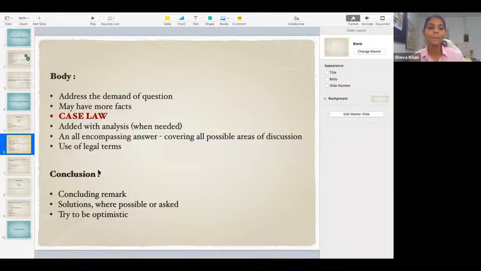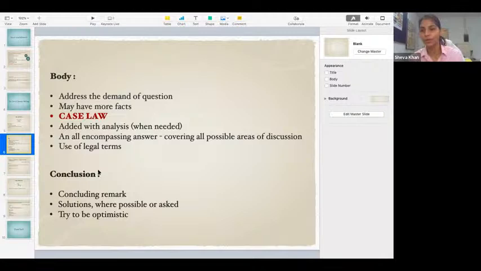And then an all-encompassing answer should be there. Ki aap har possible area ko touch karne ki koshish karo. But then again, it doesn't have to be an essay. Every answer doesn't have to be an essay. But yes, aap thoda thoda mein short mein usko har tarike se cover karo. And then use of legal terms like koi question hai to you use void ab initio or the status quo for that matter or sine qua non. There are various legal terms which actually give you the brownie points.